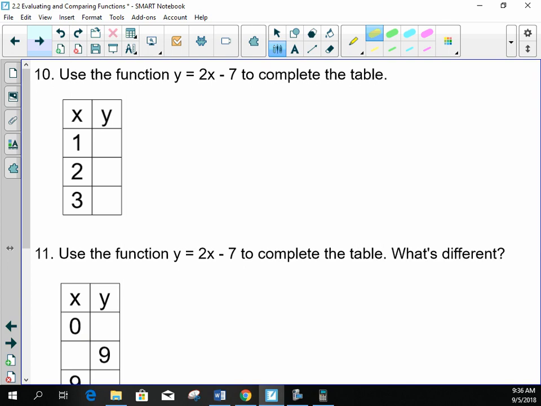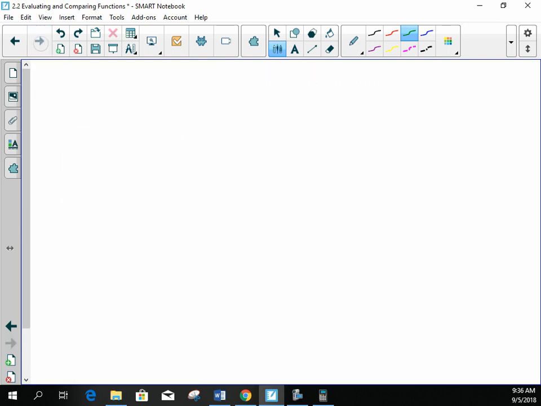This is the same thing. You plug in for x, you complete the table. That's the same thing. All right.